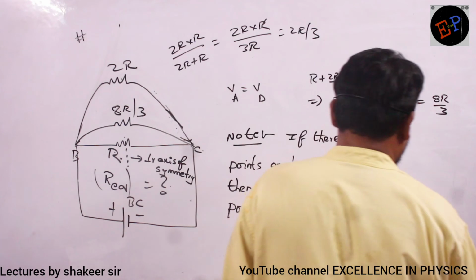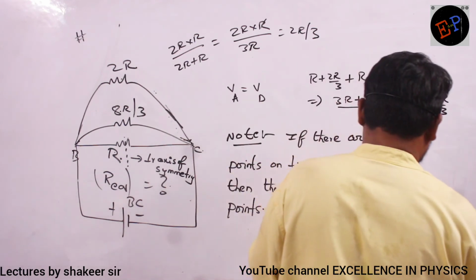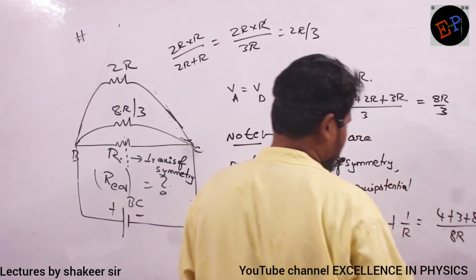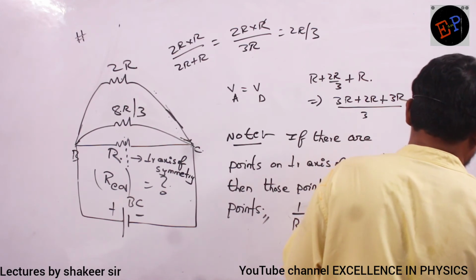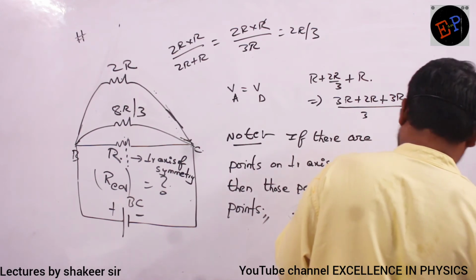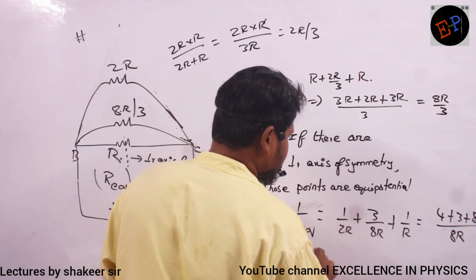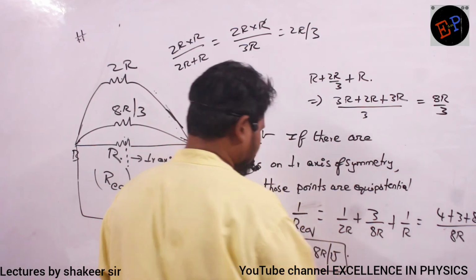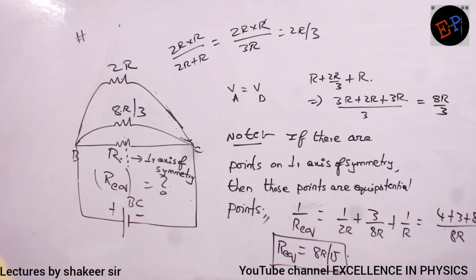So for all of them I can take 8R to be my LCM. Then it is 4 plus 3 plus 8. So total how much? It is 12, 15. 15 by 8R. So therefore what is the equivalent resistance? Equivalent resistance is 8R divided by 15. That is my answer. Understood, no? That is how we can do the calculation.